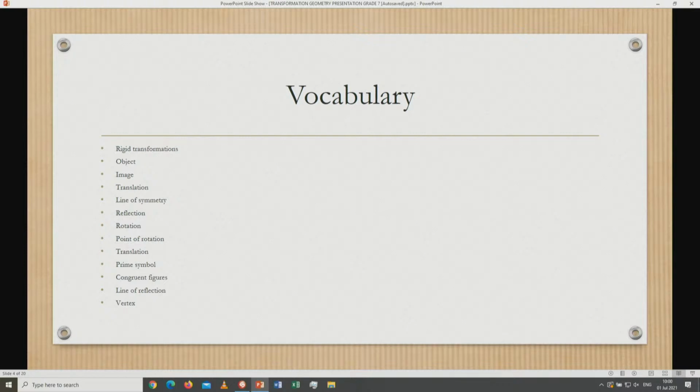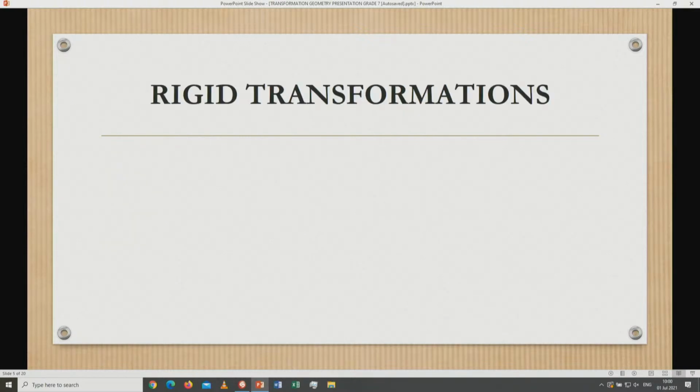And then we're going to talk about reflection. What is a reflection? And when we talk about rotation, we're going to understand what a rotation is. We're going to know what the point of rotation is, what translation is, what the prime symbol is, and what it means when figures are congruent, and the line of reflection, and then we're going to talk about vertex. What is a vertex? So in short, this is the vocabulary that we need to familiarize ourselves with when it comes to this topic of transformation. Now let us get to it.